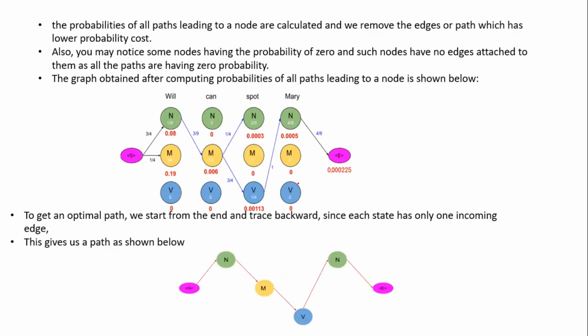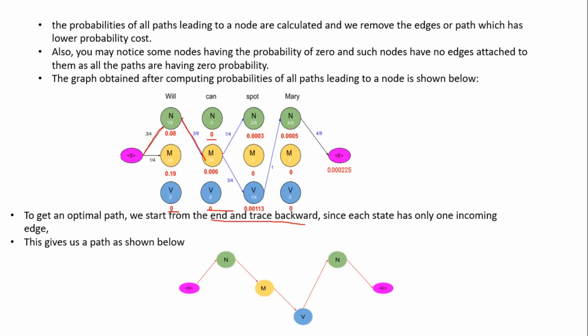So after calculating all the paths, you can find out the nodes which are having 0, there is no path for those nodes. After removing all the paths, now you can see. So here, to get an optimal path, we need to start from the end and trace backward. So since each state has only one incoming edge, this gives you a path like this. So after removing all the nodes which are having probability value 0, you'll get only a single path. So that path is this one.